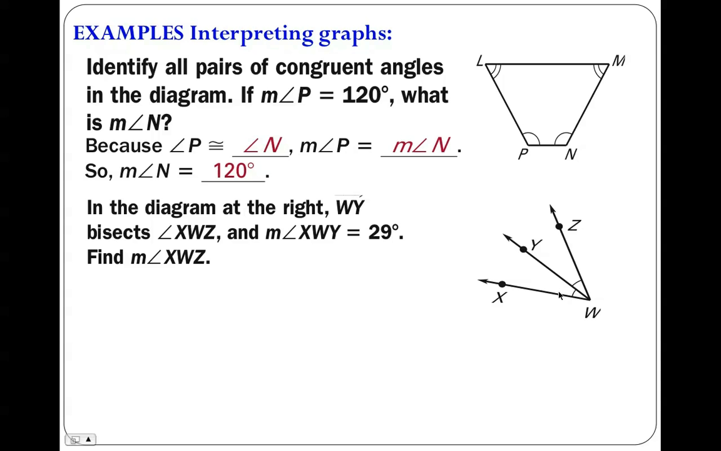Again, you have this right here, that arc mark there means that XWY is going to be congruent to YWZ. So you know that guy is congruent to that guy. Well, if XWY is equal to 29, they want you to find the measure of XWZ, which is the whole big one. So, just be careful with this part.